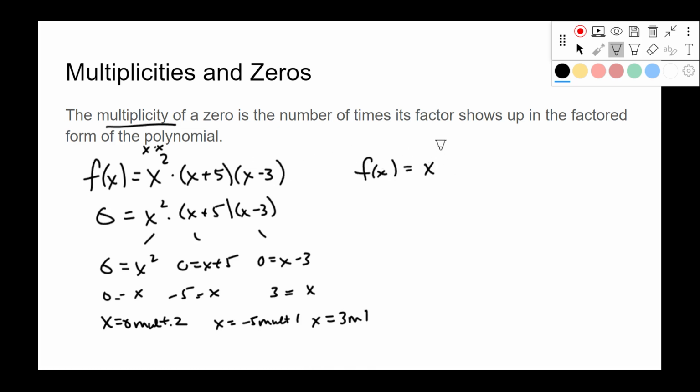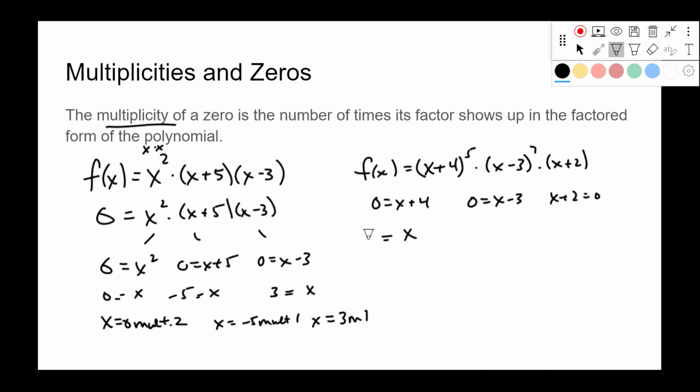So if I did this, let's say I had x plus 4 to the 5th times x minus 3 to the 7th times x plus 2, then I can figure out the zeros pretty quick, right? x plus 4 would have to be 0. x minus 3 would have to be 0. x plus 2 would have to be 0. So my zeros are negative 4, 3, and negative 2.